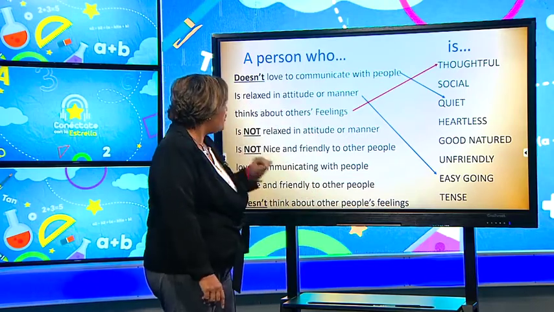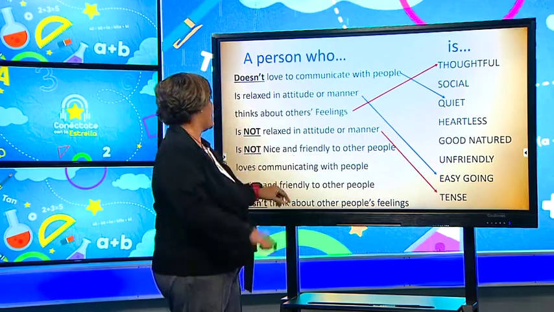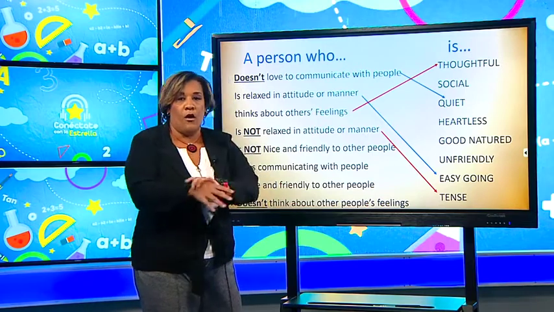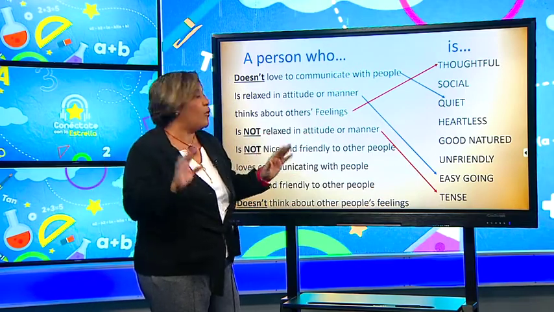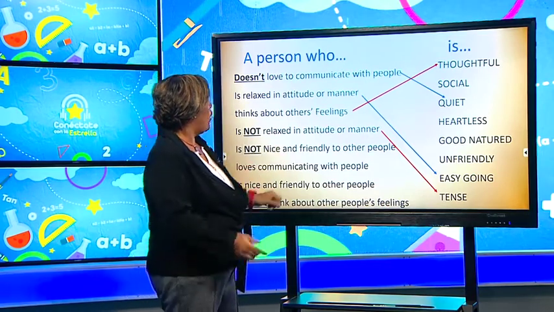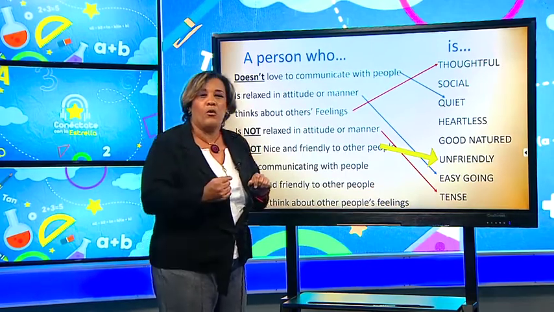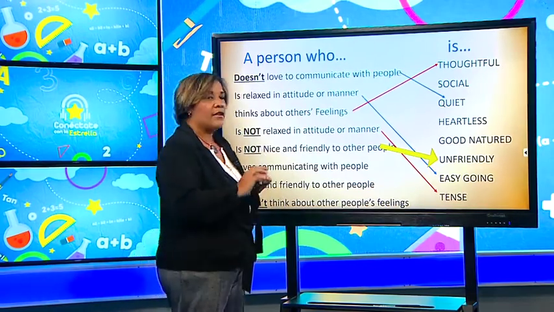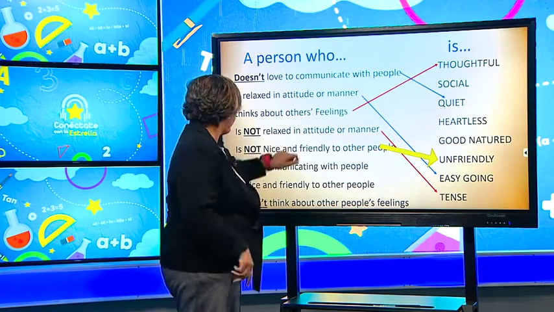A person who is not relaxed in attitude or manner is tense. Remember the guy with the watch and everything on his hands and feet? He was like always tense. A person who is not nice and friendly to other people is unfriendly. I think another word was horrible. So you can say, oh, she's a horrible person, but not me.